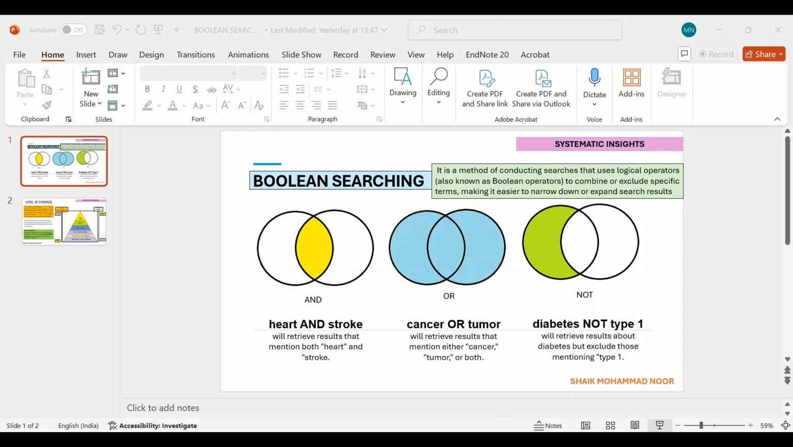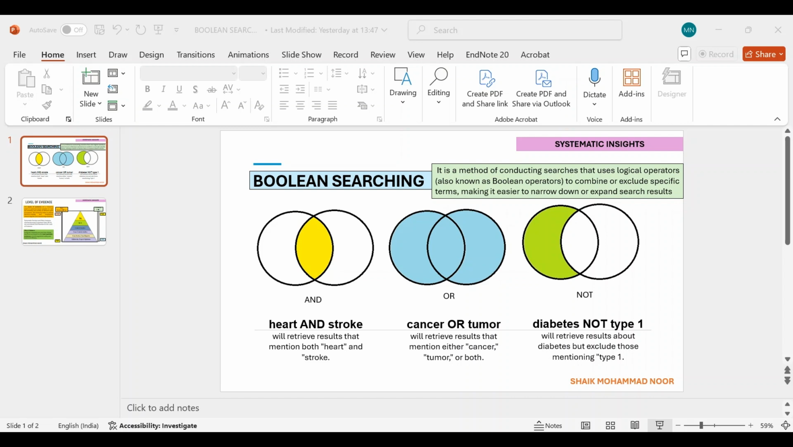And while using NOT, I will not get whatever comes after the NOT. Suppose in this example I have given type 1, so it won't give type 1 diabetes, it only shows type 2 or insulin resistance. It will all show in this way. This is the way you want to look into Boolean searching.